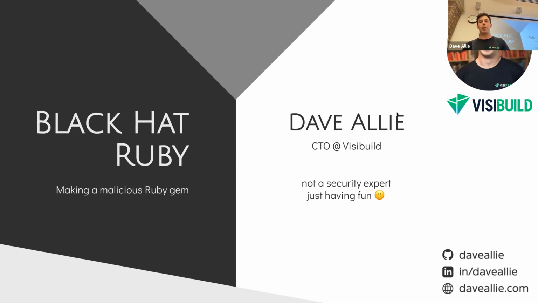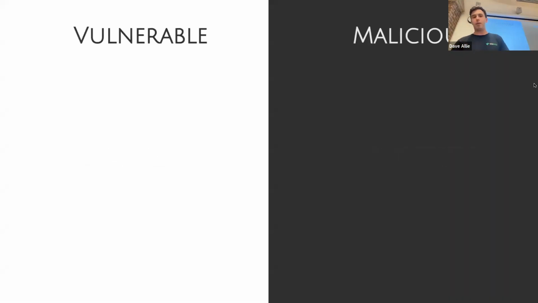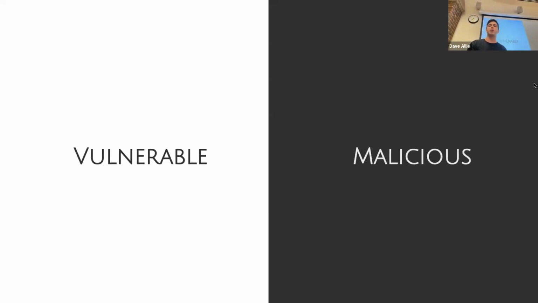Yeah, let's begin. Before we dive too deep into it, I want to clarify what I mean by malicious and the differentiation between vulnerable and malicious. A vulnerable thing is something that has a potentially exploitable nature, versus something that's malicious, which is attempting to exploit something which is potentially vulnerable.